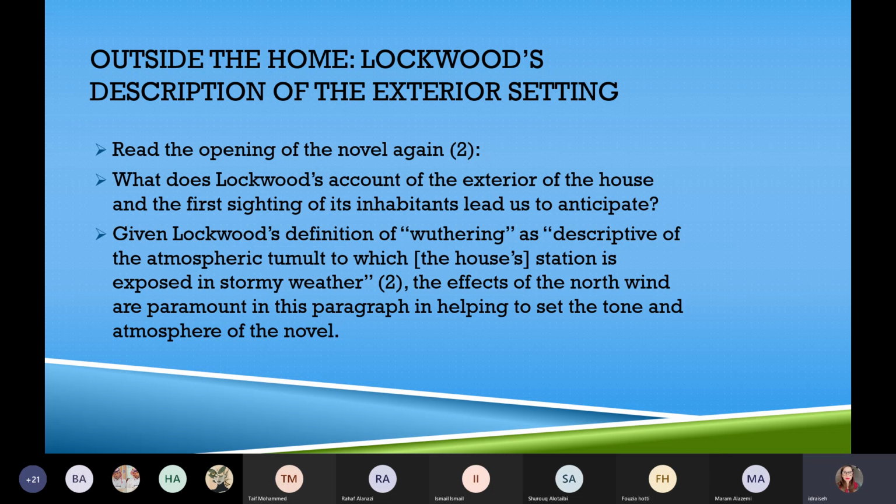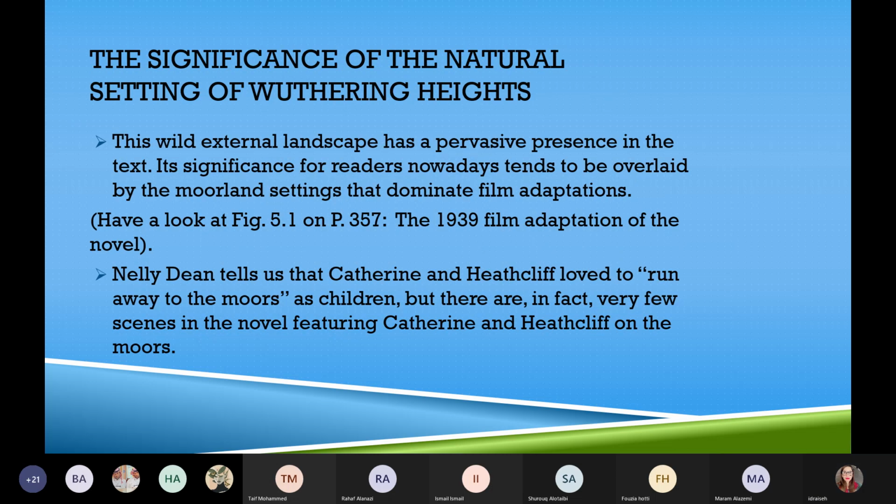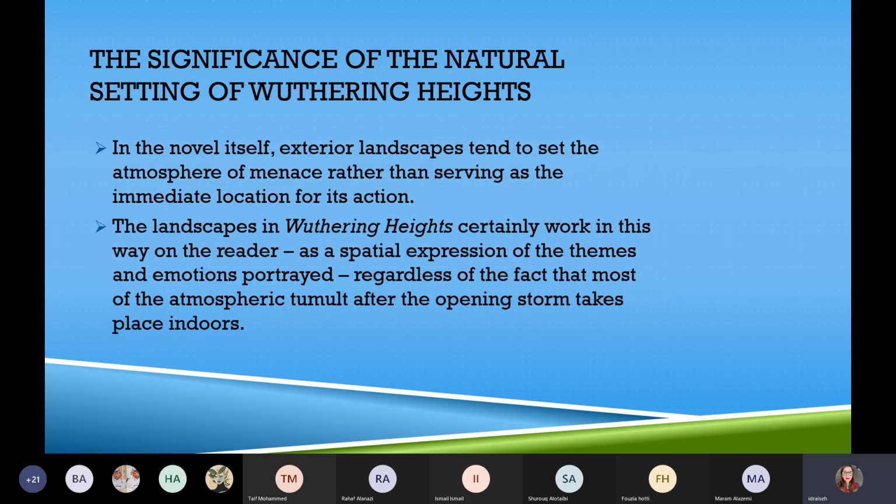All right, let's move forward. Like I said, guys, these are more points on the film adaptations: the moorlands dominate the film adaptations. So if you only watch the movie, you would get the wrong idea on the structure, because the landscape doesn't really figure much in the actual novel. But we hear at some point Nelly Dean saying that Catherine and Heathcliff love to run away to the moors when they were children. They love to be there all the time. So it's like an escape for them.